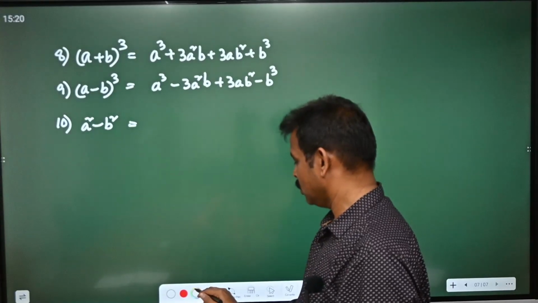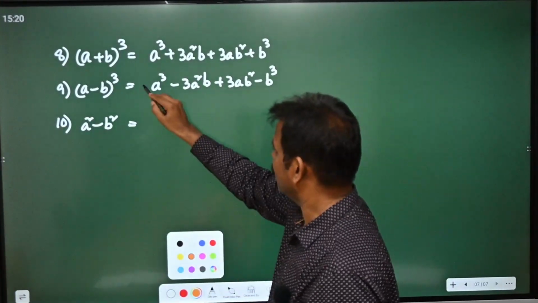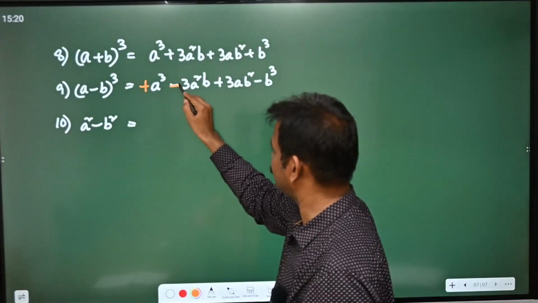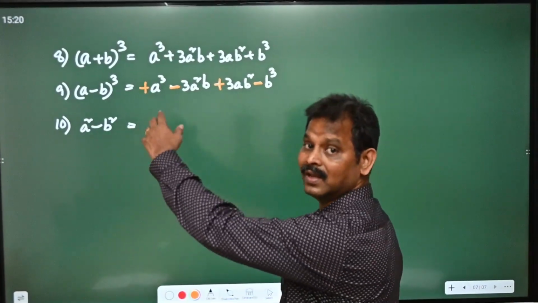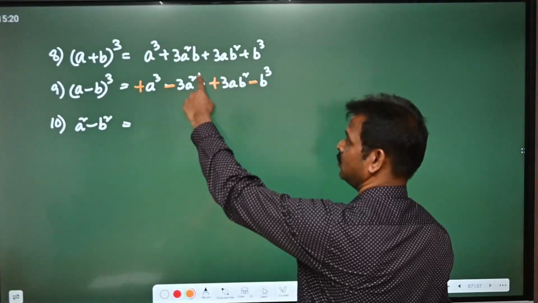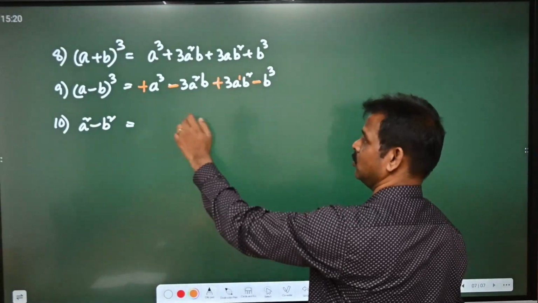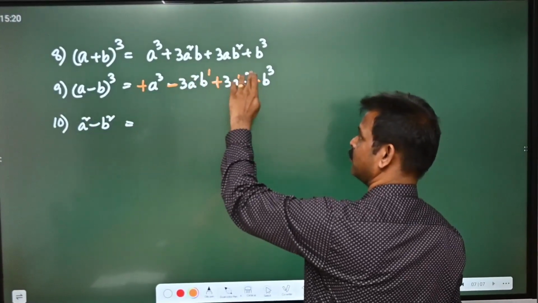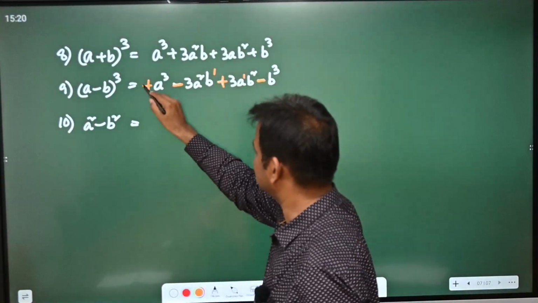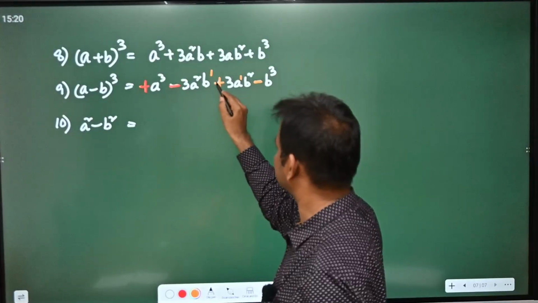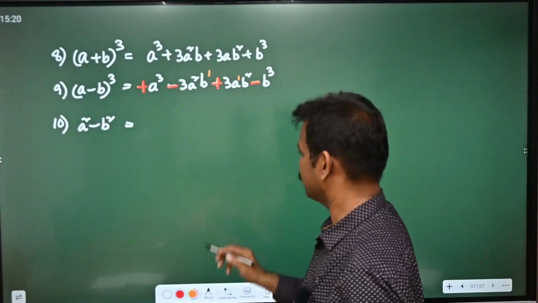Already I told you, whenever these expansions are given, one is positive, the next one should be negative, and then positive and negative. If you are following that decrease in power of a: a cube, a square, a power 1, a power 0, b power 0, b power 1, b square, b power 3, then we can write this very easily. This is plus followed by minus, plus followed by minus.